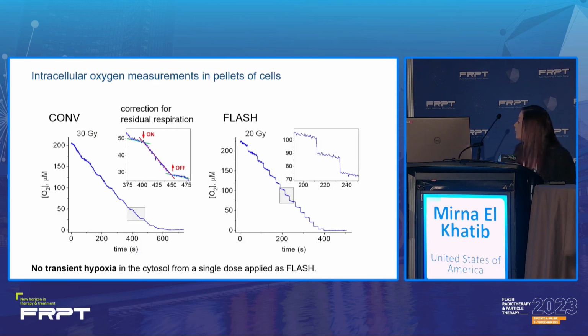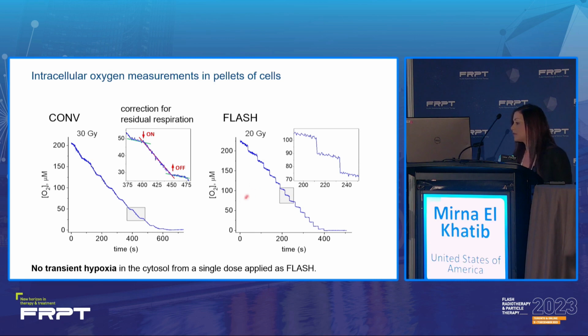So this is what we observed. As you can see here, please look at the inset graph. You can see clearly that in the absence of radiation, the cells are respiring. Upon application of radiation at conventional rates, we get a steeper slope. And we can then determine the G values taking into account the respiration factor.